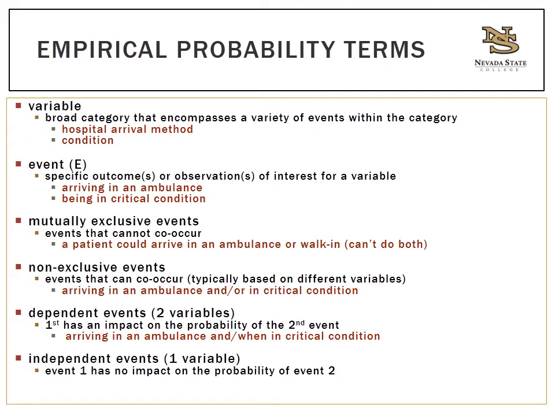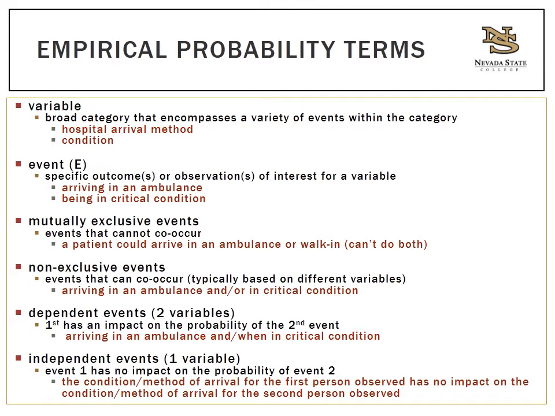But for this, we would look at multiple patients. So for instance, the condition or method of arrival for the first person observed has no impact on the condition or method of arrival for the second person observed. So subsequent data points are not dependent upon previous data points.